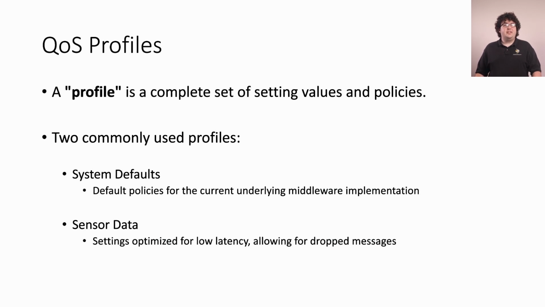2 that show up frequently are system defaults and sensor data. The system defaults policy uses all of the default values as defined by the middleware implementation we're currently using. As a result, the exact settings used might change between different environments, but they tend to be a reasonable set of policies for general purpose topics. The sensor data policy focuses on getting the latest data quickly, even if that means losing some messages along the way. This policy sets the reliability setting to best effort and maintains a smaller history buffer size.